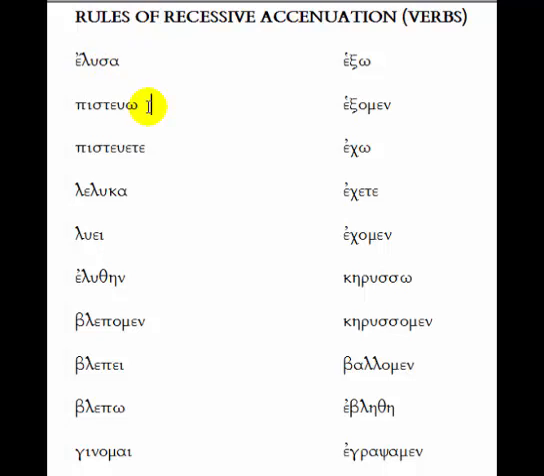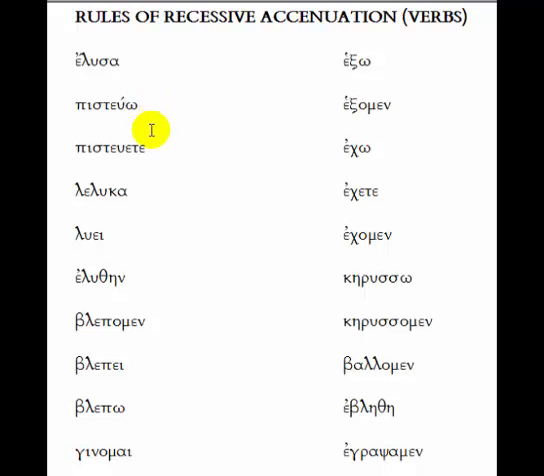All right, next word. Pistuo. This is the word for believe or to trust. We notice here it too has 3 syllables: pis, tu, and o. So we have a possibility of it going all the way back to the first syllable, the antepenult. But what's going to happen? We try to take it back and we realize, aha, the last syllable is an omega, which is a long vowel. Therefore, we can only go back 1 syllable from the nearest long vowel. So pistuo.